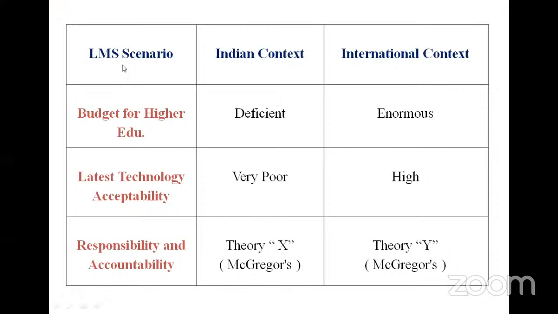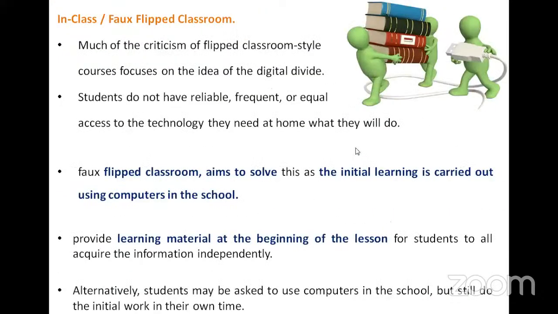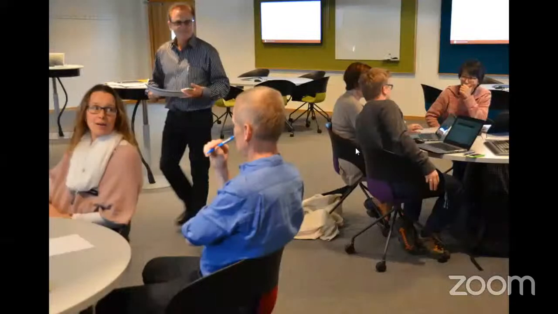This is the scenario which I have created with respect to LMS in terms of the Indian context and the international context. Normally, you see the budget of your college. A budget will always be in deficit. At international conferences, they have a lot of budget. I showed you one slide earlier; this was the Swedish project, and the budget of this project, simply to check whether the flipped classroom is good, was more than 20 crore. Such budgets you will never see in the Indian context.